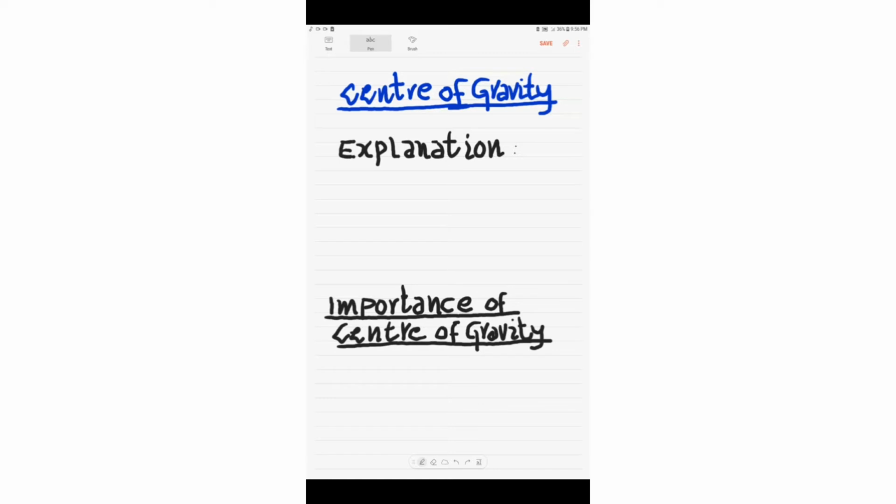The next topic is center of gravity. A point where the whole weight of the body appears to act vertically downward is called the center of gravity of that body. Now explanation.